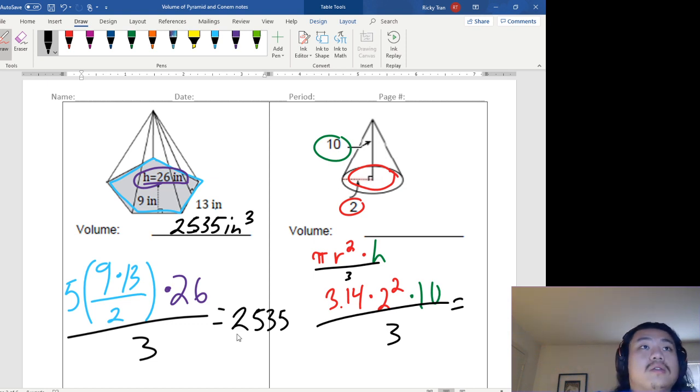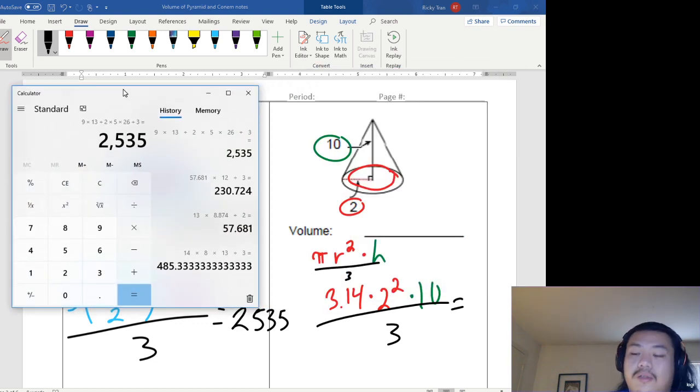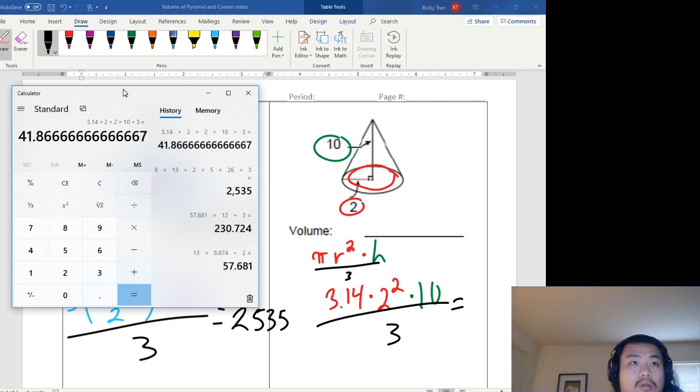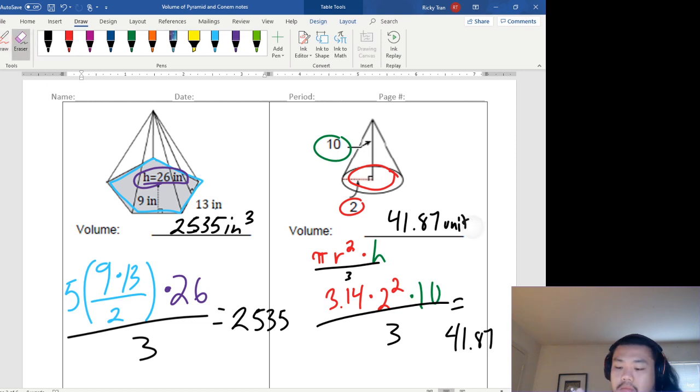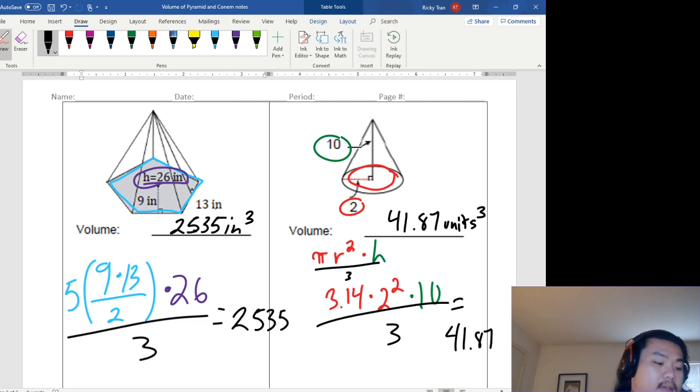Okay, so let's see what that is. So 3.14 times 2 times 2 times 10 divided by 3. So that's 41.866. The 6 rounds to a 7. So it's going to be 41.87. And then units, cubed. And that, class, will be the end of today's lesson.